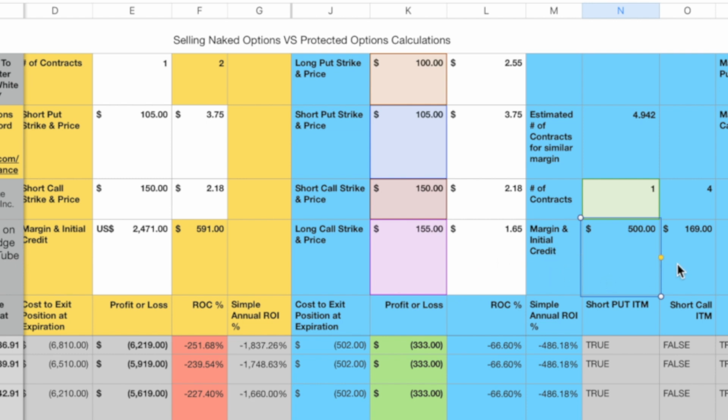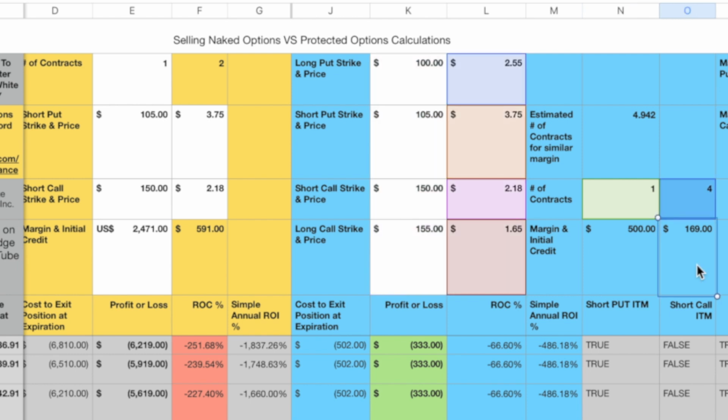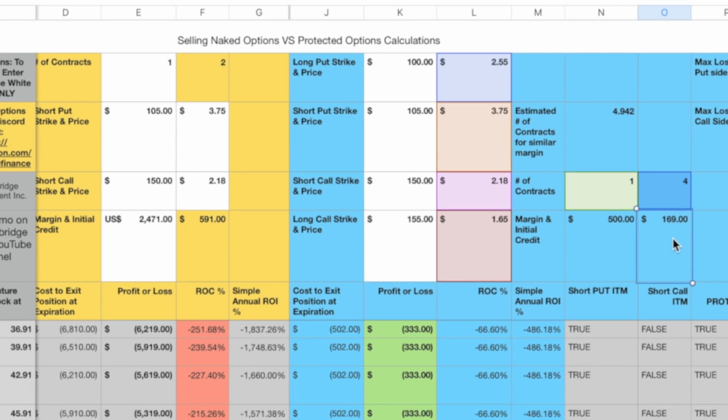So it reduces our initial balance quite a bit, or our initial credit. It reduces it right down to 169. So quite a big difference between investing a margin requirement of 2471 to make 591 comparatively to a margin of only 500 to make 169. It's hard to get a good comparison.